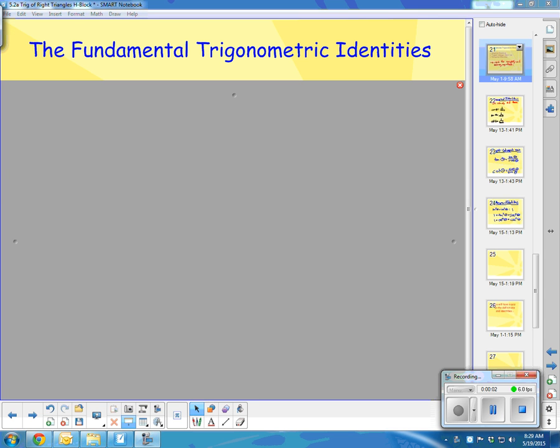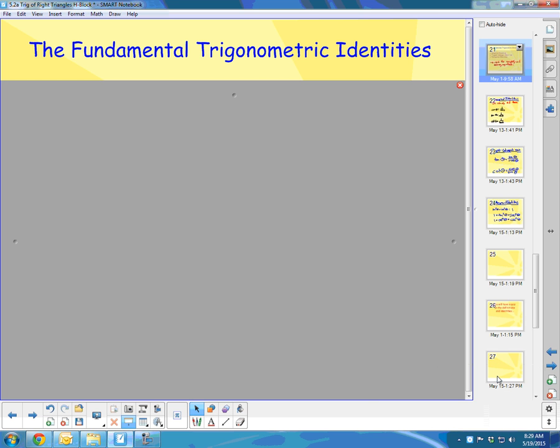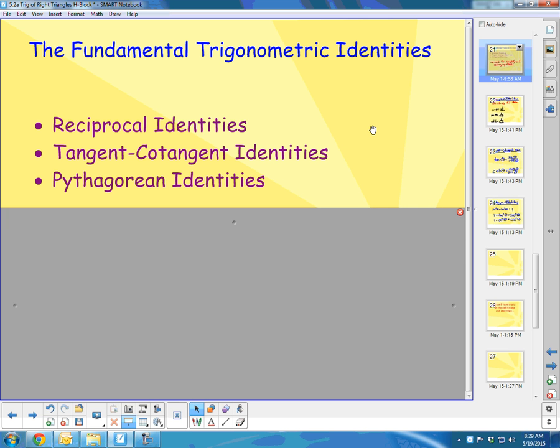In this video, we will look at the fundamental trig identities and some verifying and simplifying that typically gets used with them. The identities fall in three categories: the reciprocal identities, the tangent cotangent identities, and the Pythagorean identities.